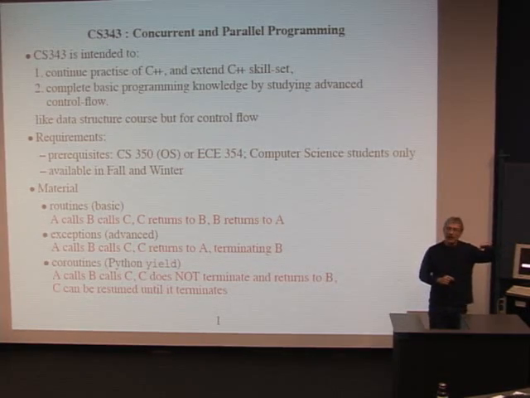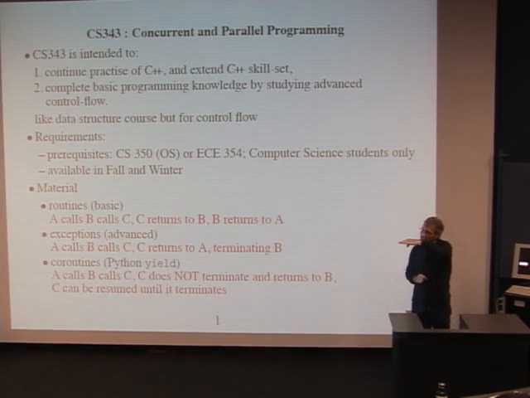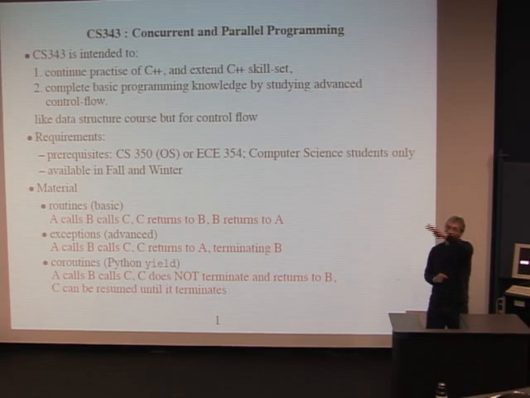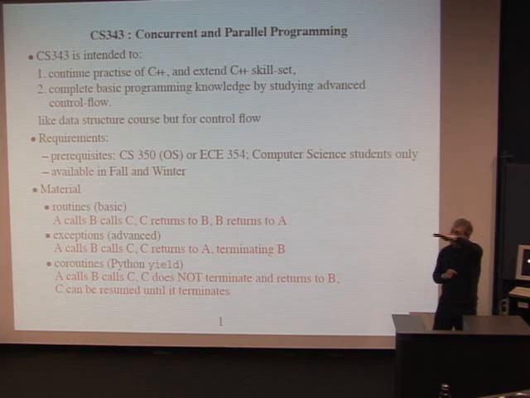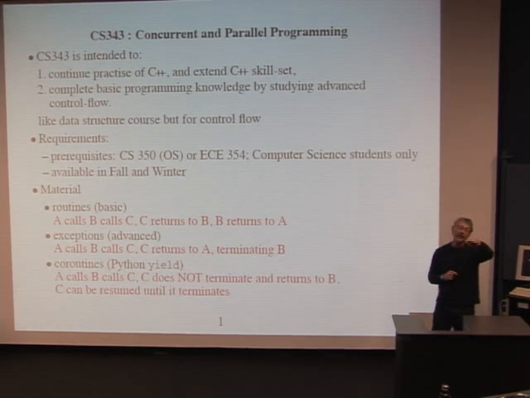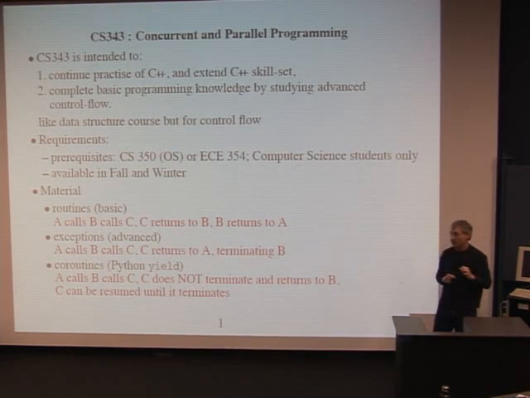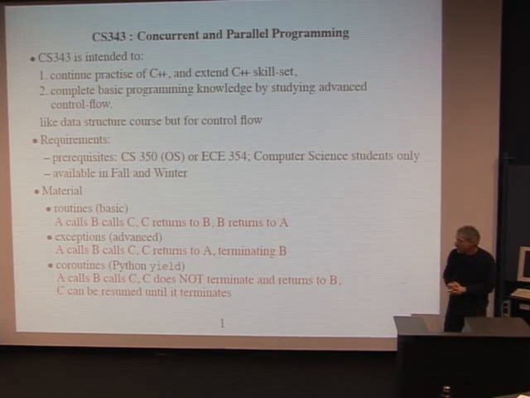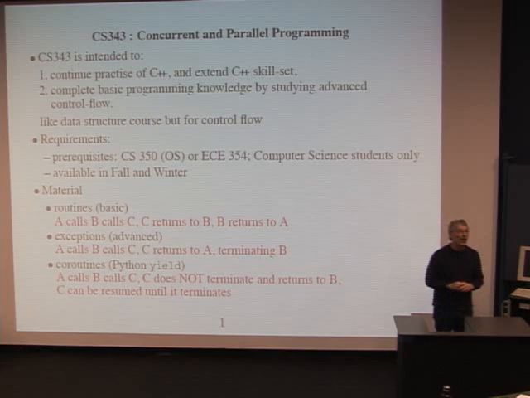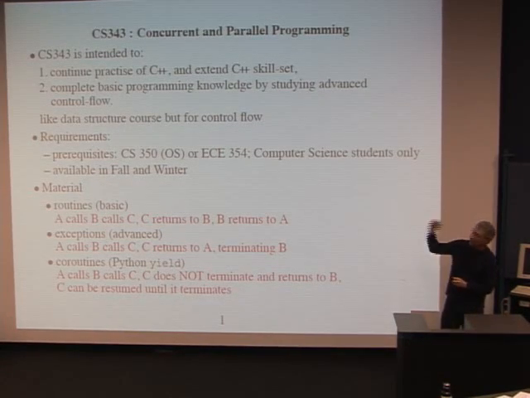All right, let's go up a little more complexity. We'll have A call B, B calls C, and then C does not terminate. It goes back to B, and it stays active. And then B can actually go back to C multiple times, and in fact, even A can go back to C. And that gives us a new kind of control flow that's extremely interesting, and in fact, Python has it now with the yield statement.